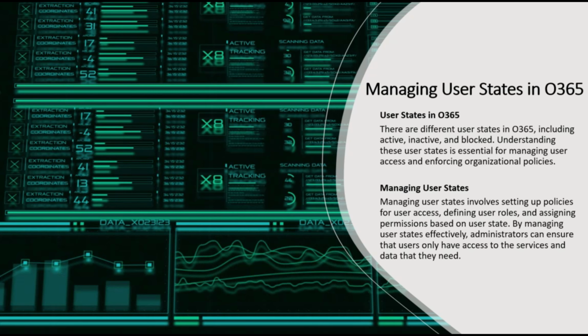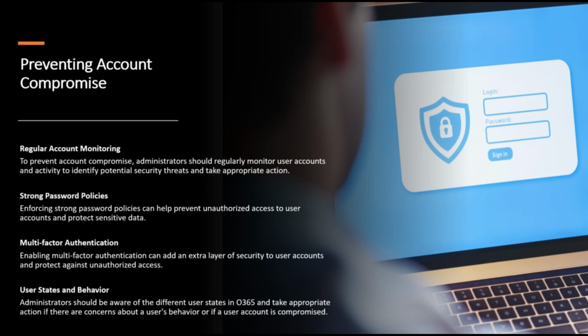So managing the user states is essential for ensuring the security and compliance of the organization's services and data. By understanding the different user states and how to manage them, administrators can ensure that users' access to services and data is appropriate and that organizational policies are enforced. And to prevent account compromise situations, administrators should regularly monitor user accounts and activity, enforce strong password policies, and enable multi-factor authentication. In addition, administrators should also be aware of the different user states that we talked about in Office 365 and take appropriate action if there are concerns about a user's behavior or a user account is compromised.